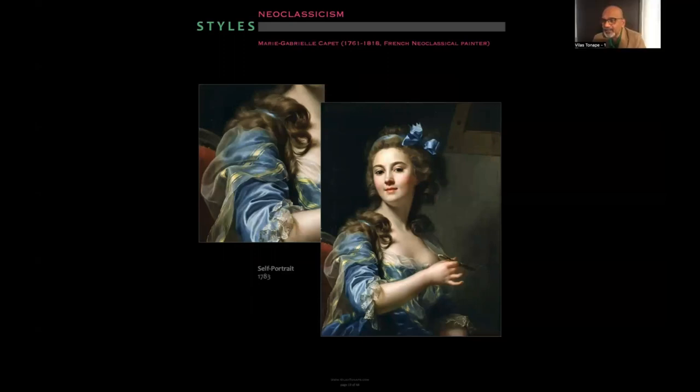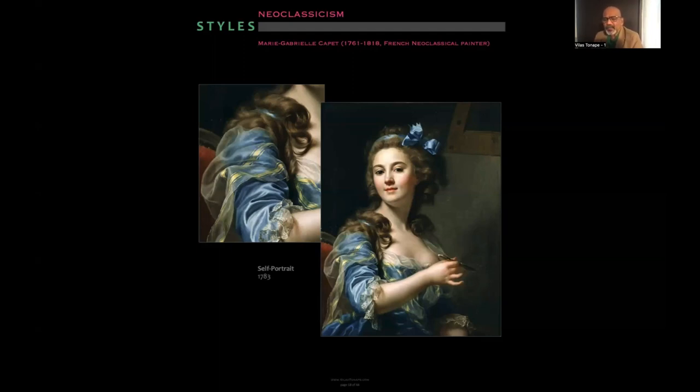Here's another artist with incredible skills. Marie-Gabrielle Capet, a French neoclassical painter. There's not much information available about her. She came from a very modest background, but I wanted to show this slide that in terms of practicing your art and proclaiming or advertising your skills, just look at the way this particular piece is painted. It's just incredible. The textures and the fabric. That's why I put a little close up of that too.